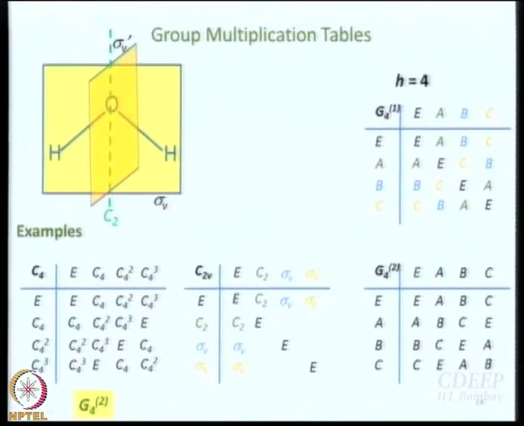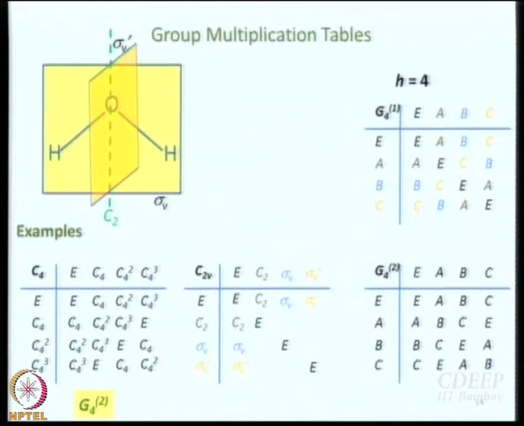Got it? Okay. Now can we fill this in? Sigma V C2, what will it be? Sigma V G2, C2. No, don't cheat. Don't look at G41. Only think what will happen. What are my options?